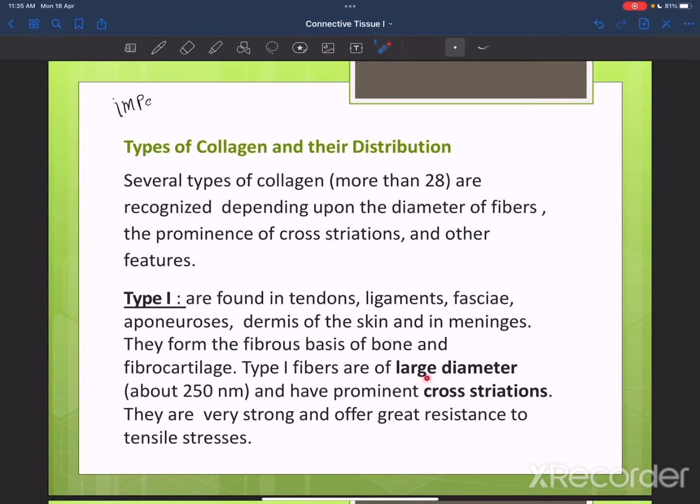The feature that differentiates it from other types of collagen is its large diameter, about 25 nanometer, so it appears as collagen fiber with larger diameter. It has a prominent cross striation pattern, which is one distinguishing factor between the different types of collagen. In general, they are very strong and resilient, so they are found in those parts of the body that need resistance to pressure, like the tendons, ligaments, and bones.